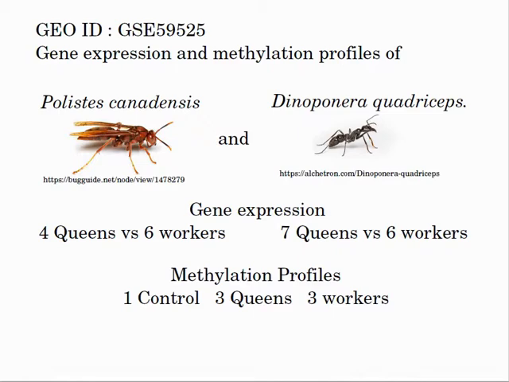And first, we downloaded the gene expression and methylation profiles from this GSE59525 Gene Expression Omnibus dataset. It includes two species, bee and ant. For gene expression, for bees, 4 queens and 6 workers are included, and for the ants, 7 queens and 6 workers are included. For methylation profiles for both species, 1 control and 3 queens and 3 workers are included.